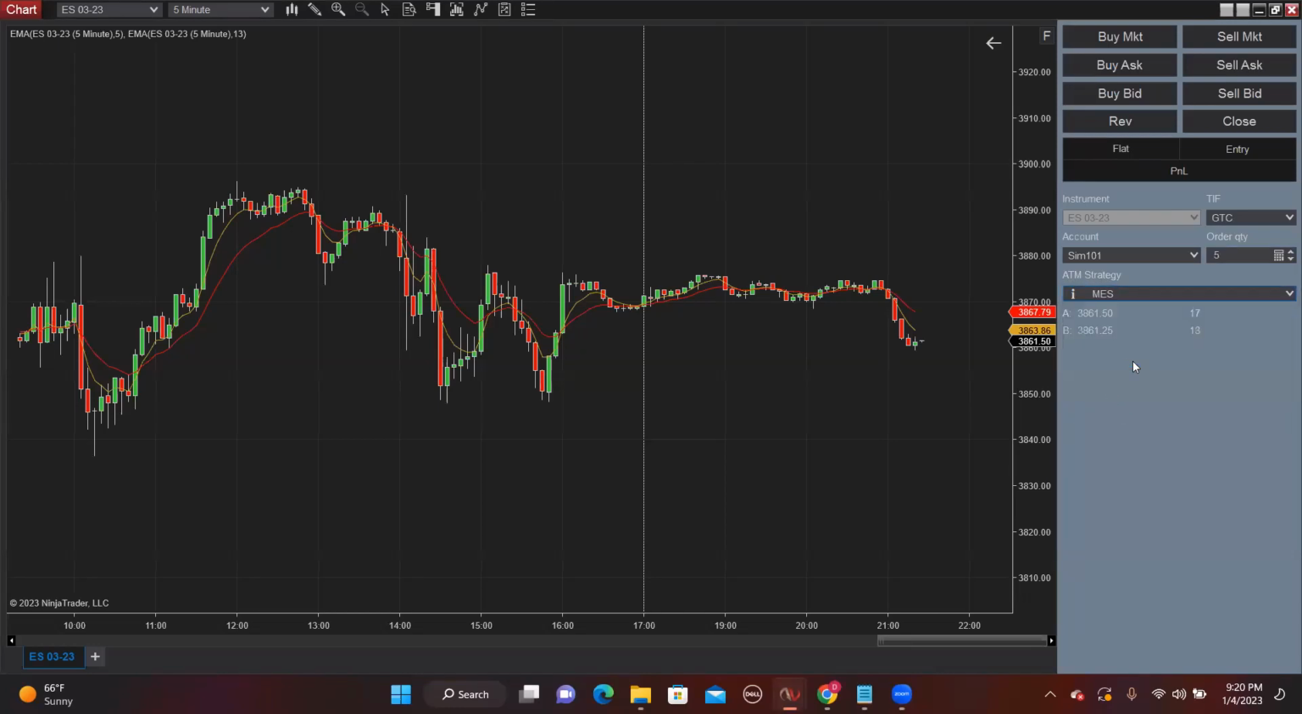And I accidentally clicked the MES strategy, but I was trading ES. So it opened up 5 contracts of ES instantly, and I was immediately down 2, 3, 4, $500. So, like Jamar said, the small details can make a big difference. If you are messing around with NinjaTrader and using the different ATM strategy tools that you create, definitely always make sure that what you have here matches what you're trading.